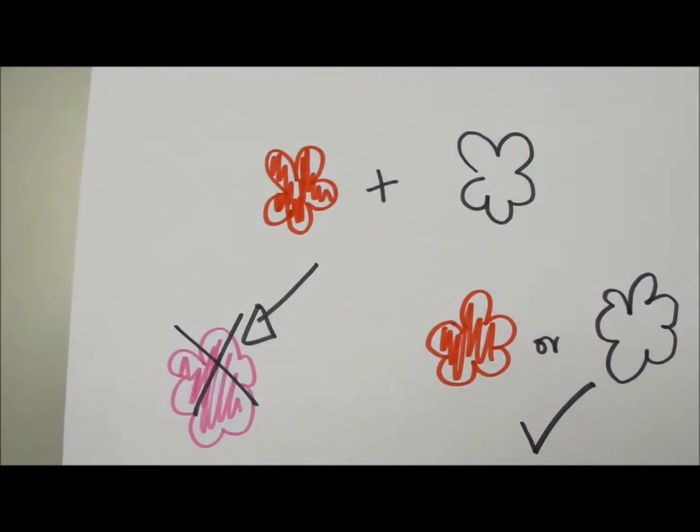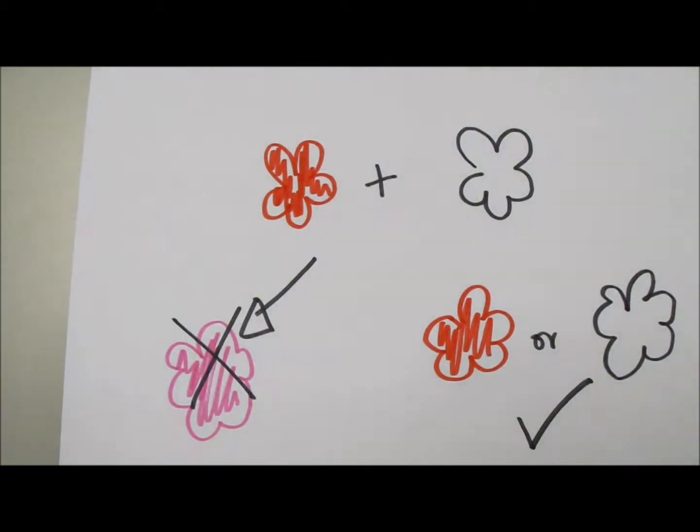So we don't usually get blends. We don't usually get outcomes that are a blend of the parents. What we tend to get is either one or the other. This happens in the vast majority of cases. So we need to think about why that is.